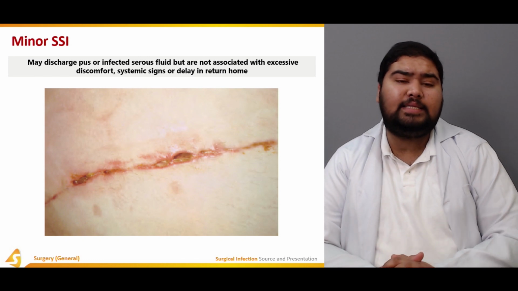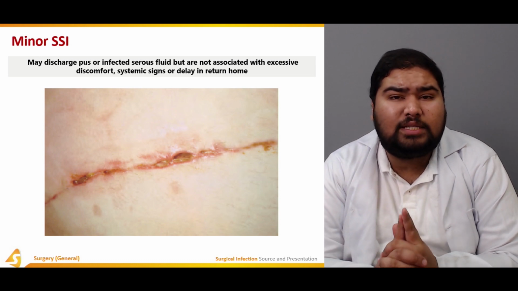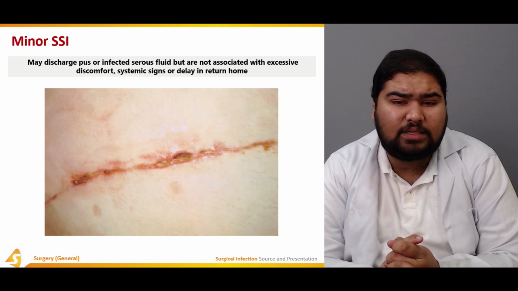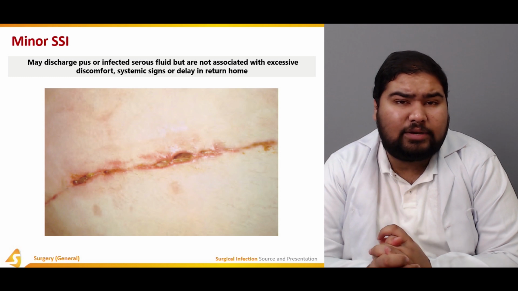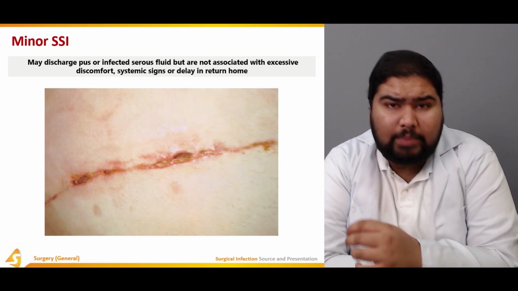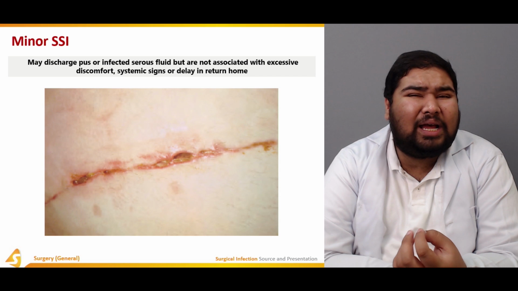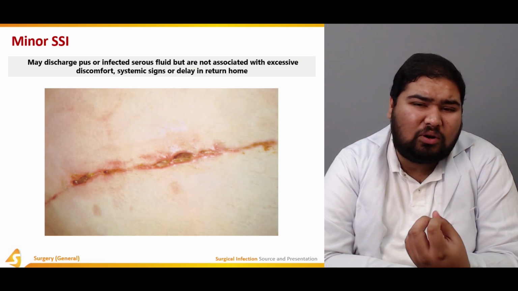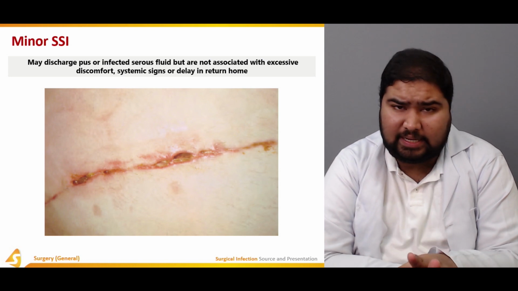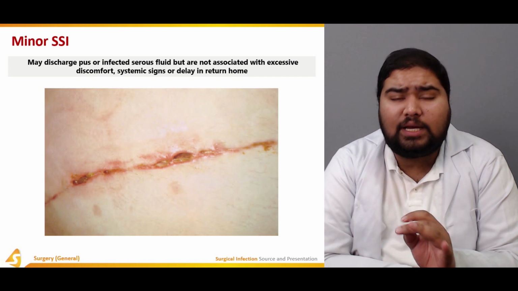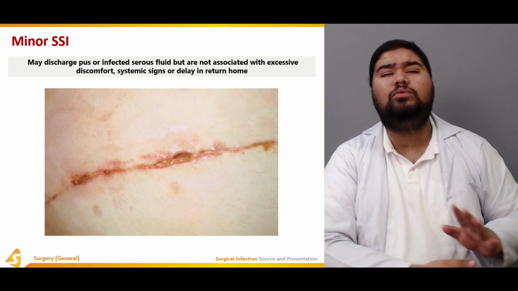Now, a minor surgical site infection may discharge pus or infected serous fluid, but is not associated with excessive discomfort, systemic signs, or delay in the return home. So it is similar to a major surgical site infection. However, it is much milder. As a result, it may have slight discharge of pus, or there may be some amount of infected serous material. However, there are no systemic signs. So there's no tachycardia, there's no pyrexia, and there's no delay in the return home.